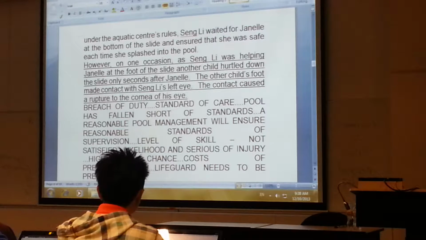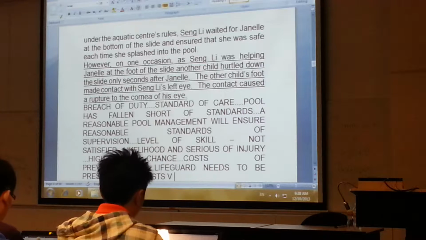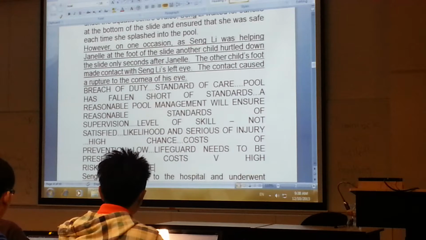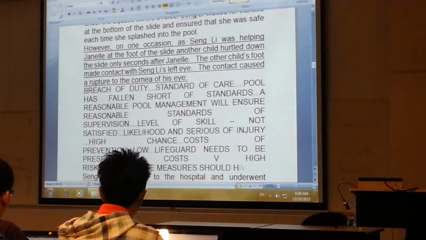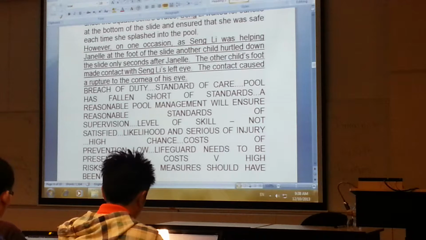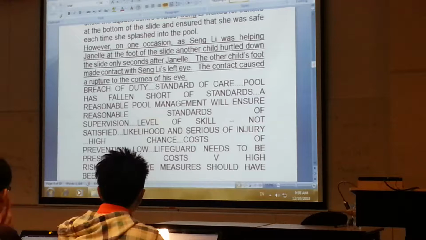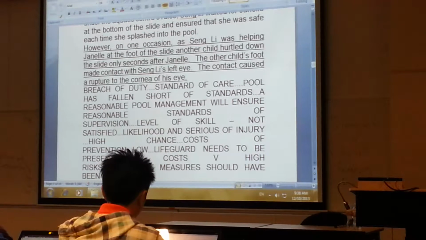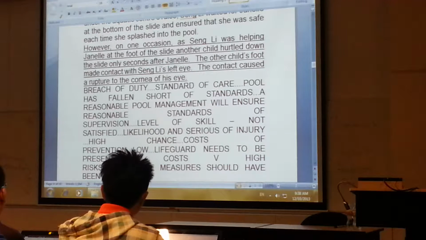So class, basically it's low cost versus high risk. So preventive measures should be taken. Okay, that satisfies breach of duty. So you go through the four factors essentially. The pool has fallen short of standards, they don't have anyone to supervise, anybody can come and do what they want in the pool.